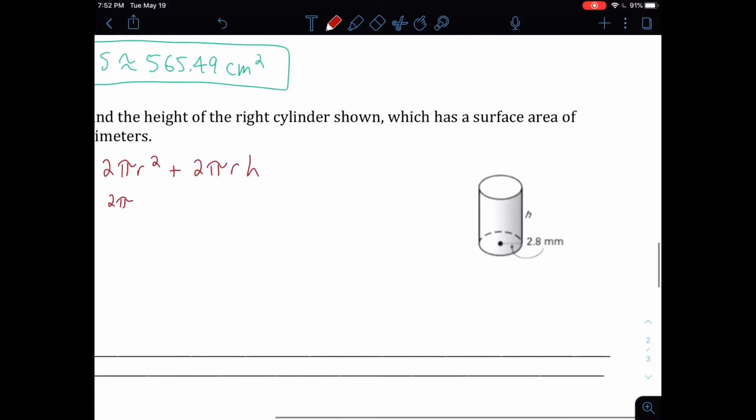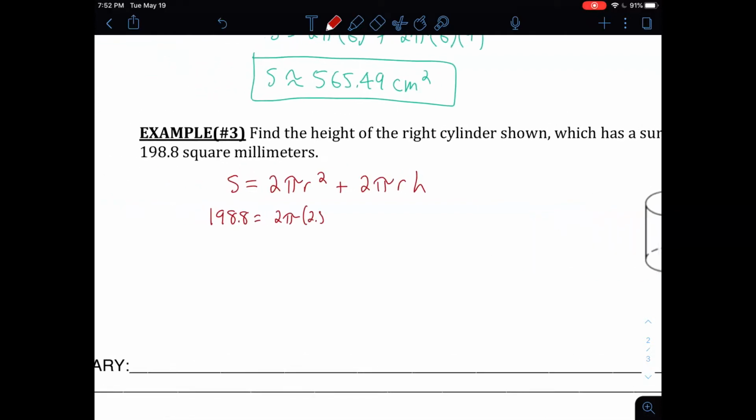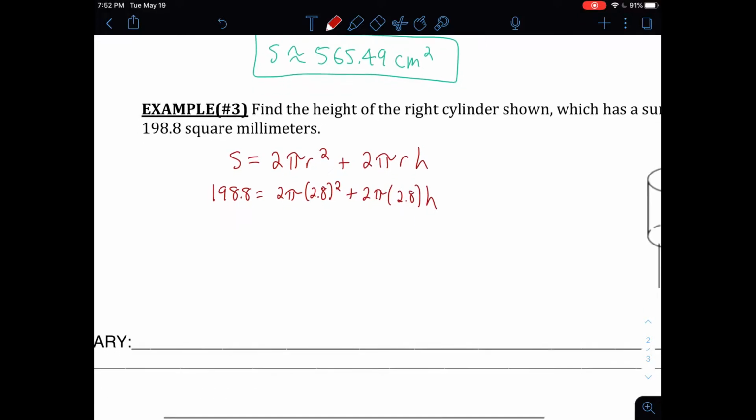And we also know the radius is what? Radius is what over here? It's 2.8. Okay, now we gotta do some simplification here. So what I would do is I would try to get h alone, but first thing I would probably do is simplify all the numbers in front of h. So these and these, I would simplify those first.